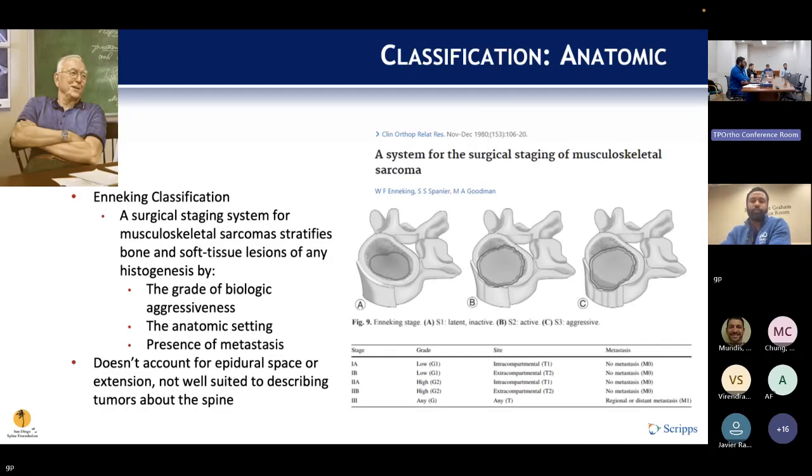All right, so now for classifications. This is the first, the famous Enneking classification that we use a fair amount in general orthopedics and orthopedic tumor. This is for musculoskeletal sarcomas and also used for metastatic lesions in the spine, and it gives us a sense of both the biological aggressiveness and whether or not there is metastasis. And it's a relatively simple classification system, which makes it easy to use. But one particular downfall, in terms of the spine at least, is that it doesn't account for the epidural space, and thus it's not the greatest for describing tumors about the spine.